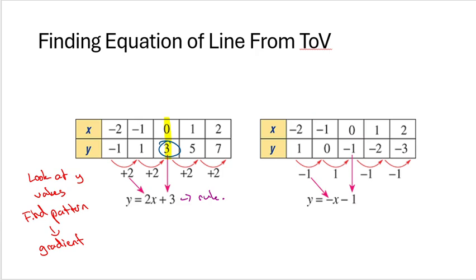Now, if you look at the second example, you can see the pattern is minusing 1 every single time. So I know my gradient is going to be negative 1. So it should technically be y equals negative 1x plus c so far. Now we find x equals 0, and the corresponding y value is negative 1. So we can replace the c with negative 1. When you see two signs next to each other, you have to combine them. In this case, it's a plus and a minus, so it becomes negative 1x minus 1.